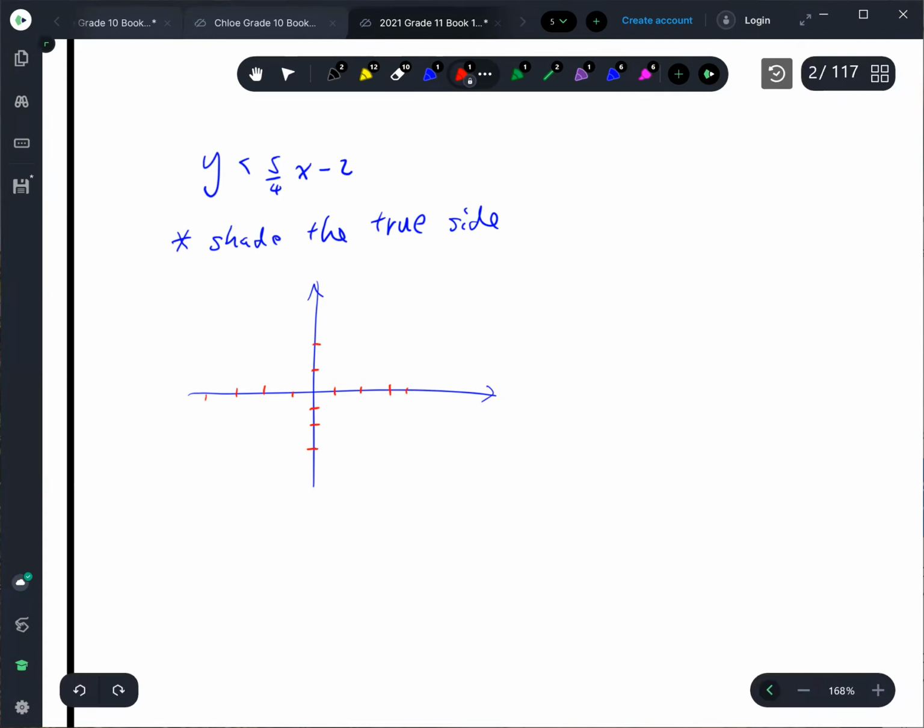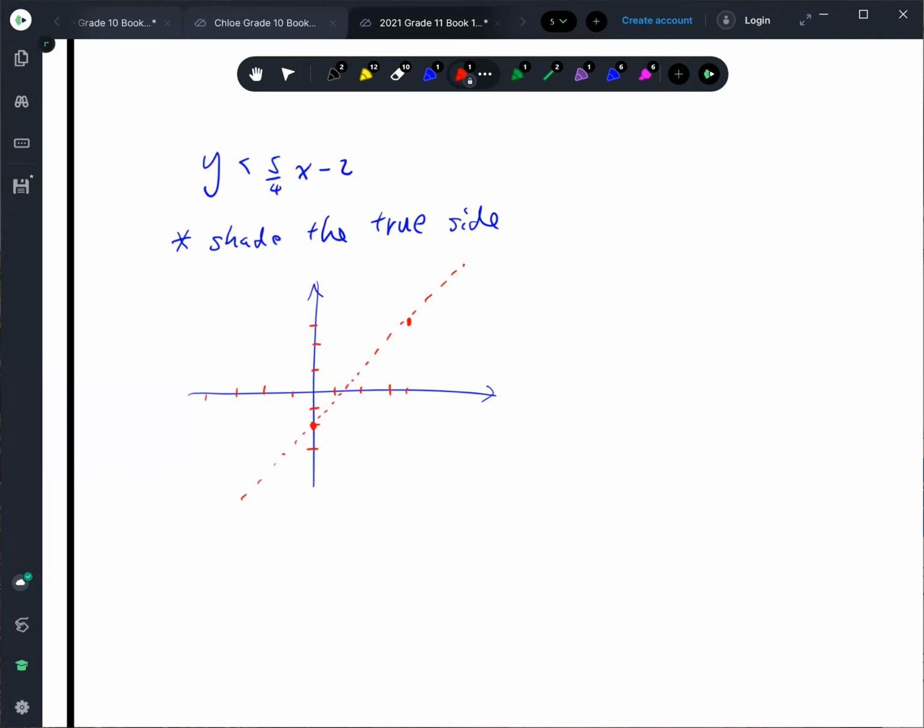Let's graph it first. We have y-intercept is -2, right? And the slope is 5/4, so move rise over run. Move 5 up and 1, 2, 3, 4 across. About there, right? You can see that the line does not go through the origin, right? So you can always test 0, 0 if the line doesn't go through 0, 0.